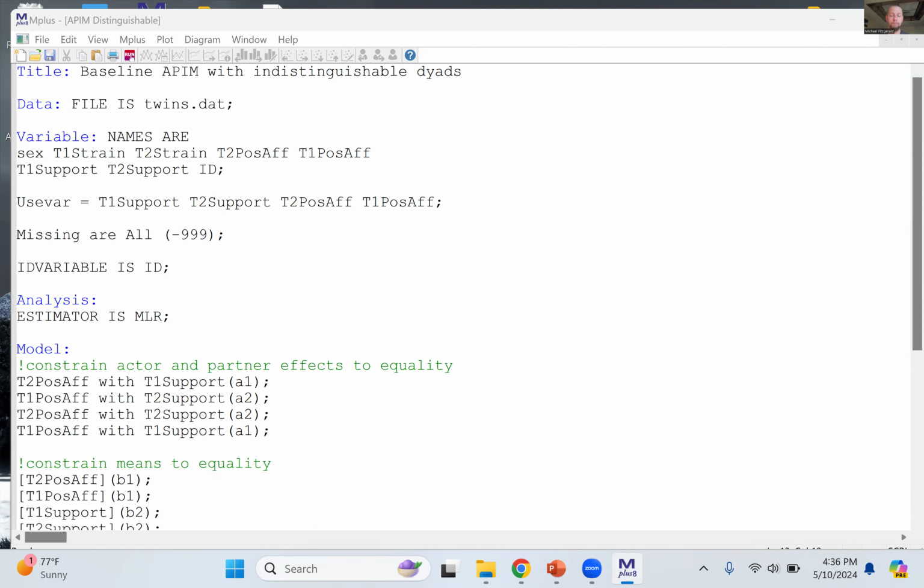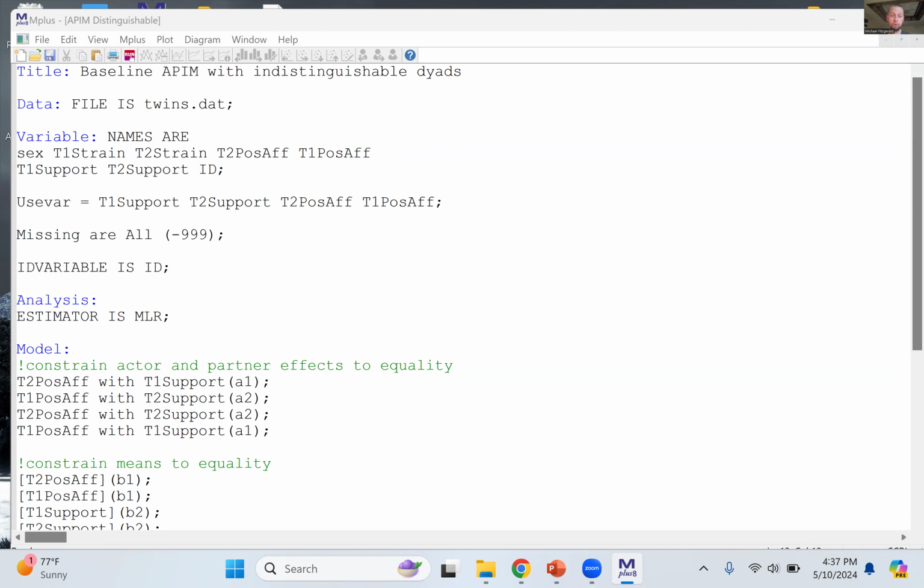The difference between distinguishable and indistinguishable dyads is that there is a variable within your data set from which you can theoretically differentiate partner one from partner two in distinguishable dyads. And that's going to be a variable that is theoretically related to your research question. So for example, gender is often used as a distinguishing variable in heterosexual couples. Parent-child is another, where the role of being a parent or a child is a distinguishing variable.